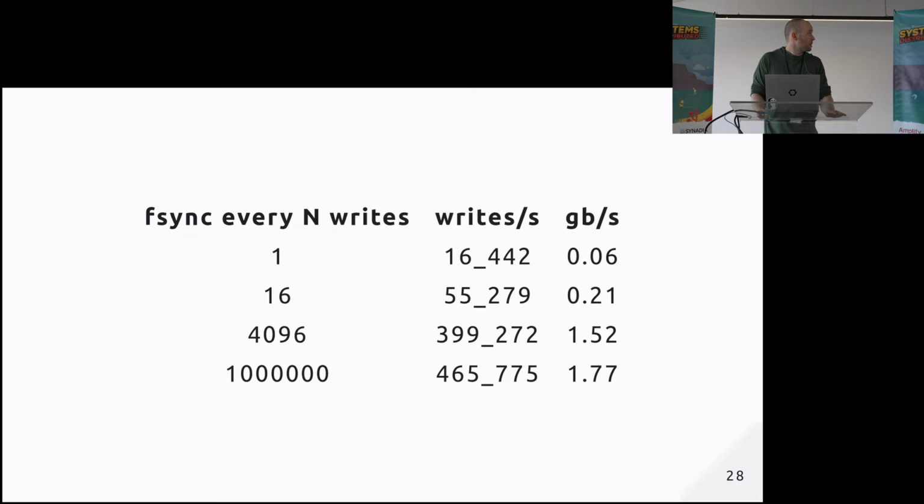So I tried with FIO again, adding an fsync after every write. And this cuts the bandwidth to the disk by about 20 times. And even if you go all the way up to fsyncing every 4,000 writes or so, it's still a pretty high impact on performance. And so a lot of the complexity of storage engines is trying to figure out how to avoid calling fsync as much as possible while still being correct.